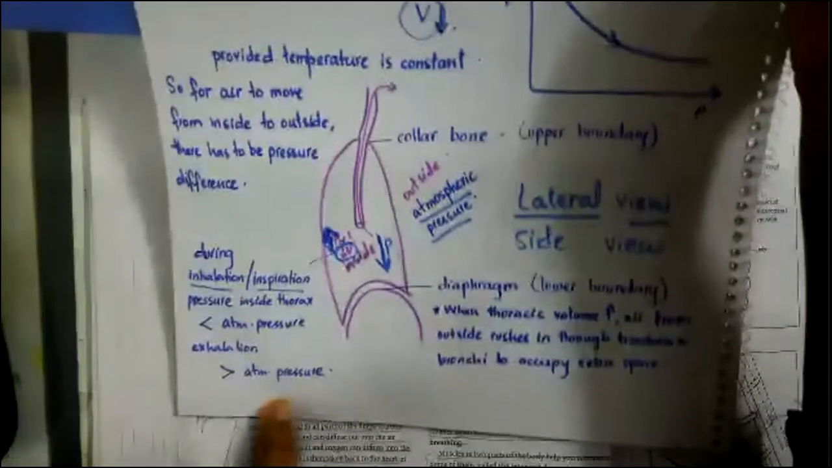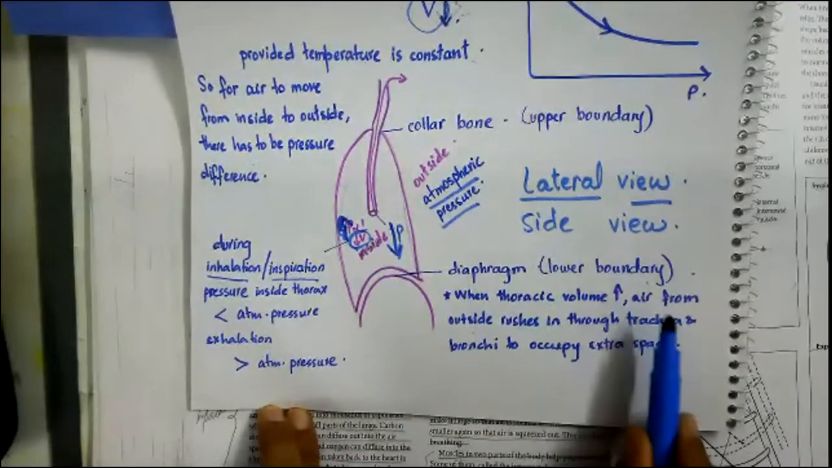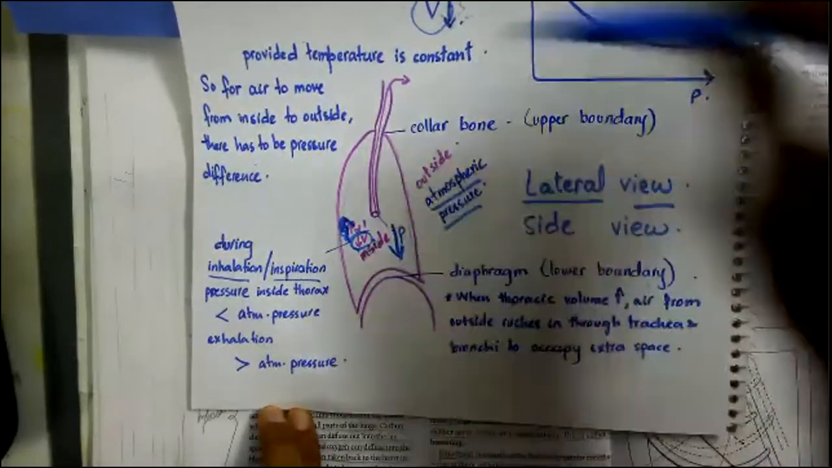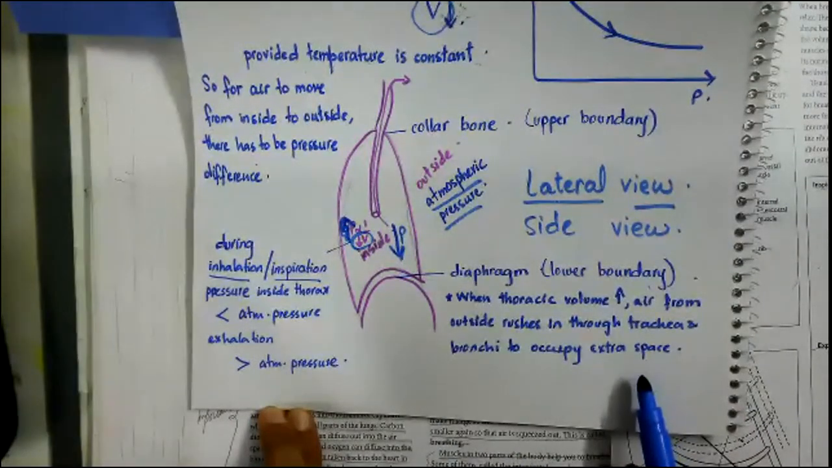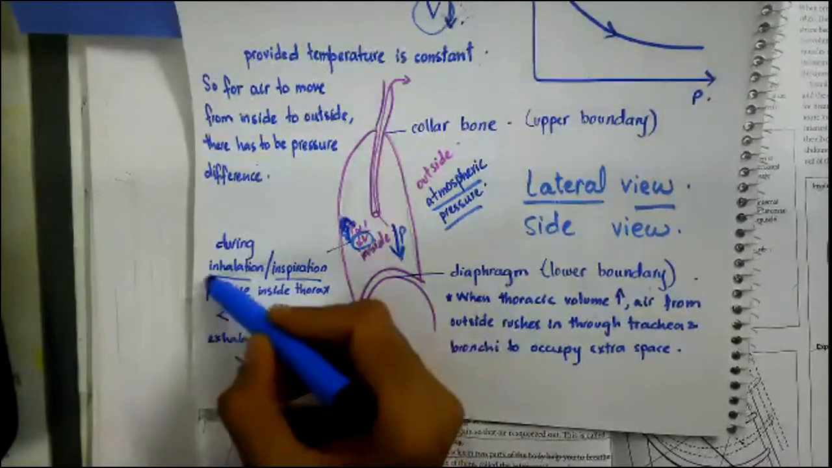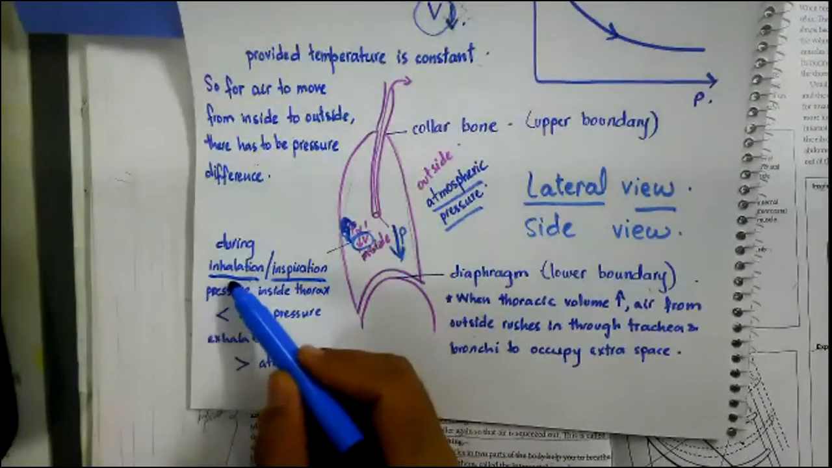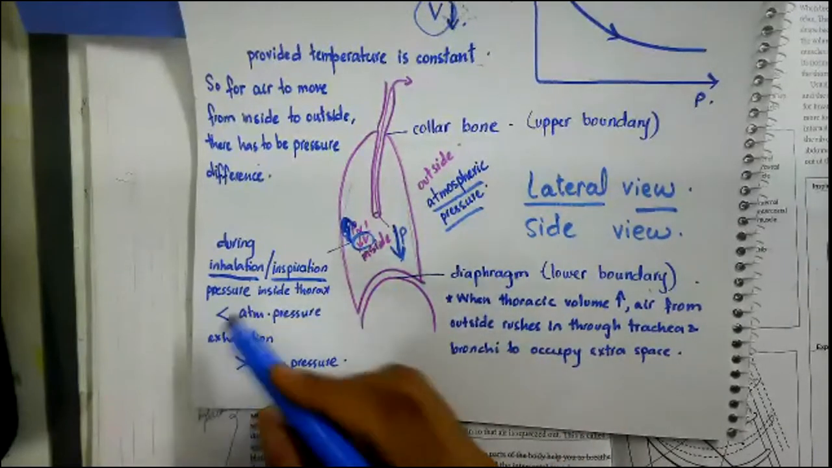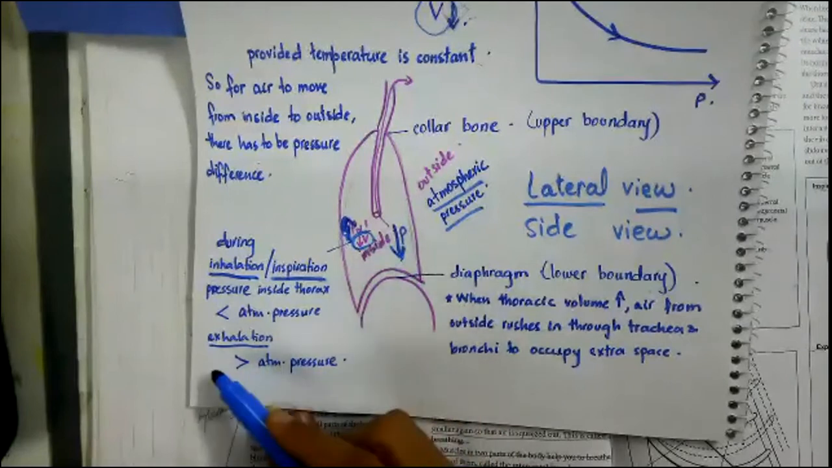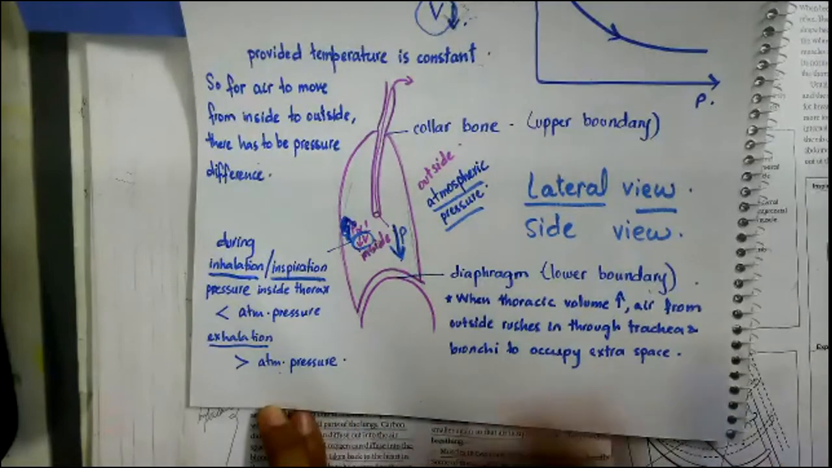Which is the same thing. We're saying the same thing in two different ways. So when the thoracic volume increases, the air from the outside rushes in through the trachea and the bronchi to occupy the extra space in the lungs. By the way, inhalation and inspiration are the same terms, same meanings. So during inhalation, the pressure inside the thorax is below the atmospheric pressure, and during exhalation, the pressure inside the thorax is greater than the atmospheric pressure. ATM stands for atmospheric. I hope you understood this part.